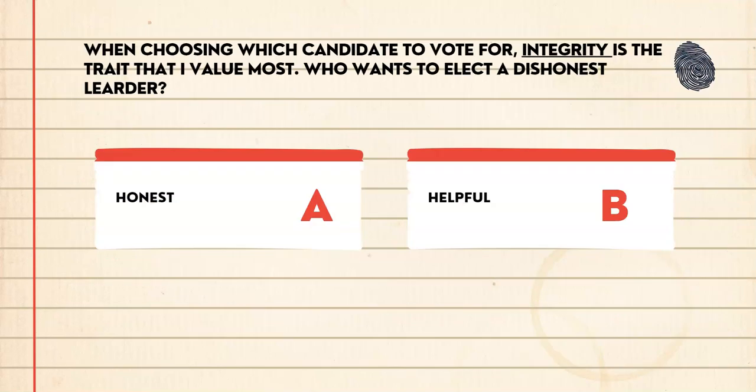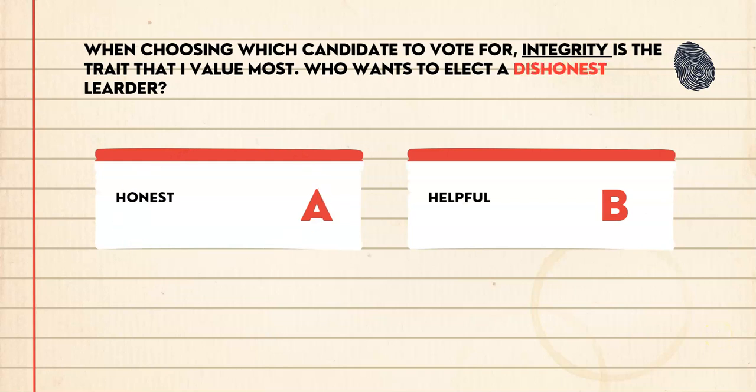All right, last part of our lesson today, we're just going to do a little bit of practice. So I'm going to read this example sentence to you, and you're going to guess what you think the word that is underlined might mean. When choosing which candidate to vote for, integrity is the trait that I value most. Who wants to elect a dishonest leader? We're trying to figure out what the word integrity means, so go ahead and tell me, do you think integrity means honest or helpful? Select your answer.